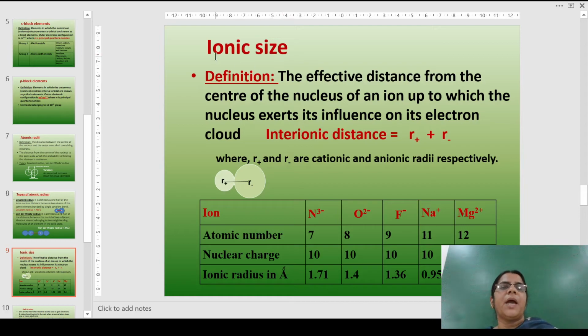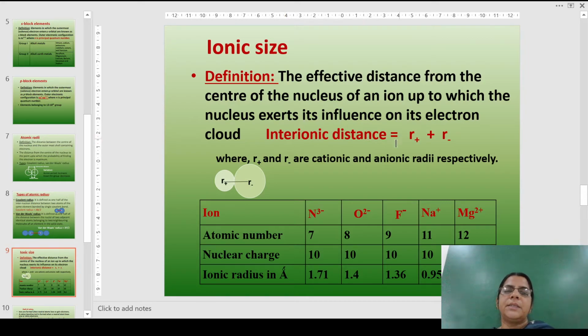Another property that we have to study is ionic size. We all know ions are obtained either by the addition or the removal of electrons. Now we are going to talk about either the positive ions or the negative ions, otherwise also known as the cations and the anions. The definition of ionic size is the effective distance from the center of the nucleus of an ion up to which the nucleus exerts its influence on its electron cloud.